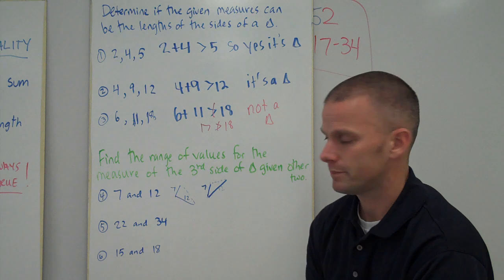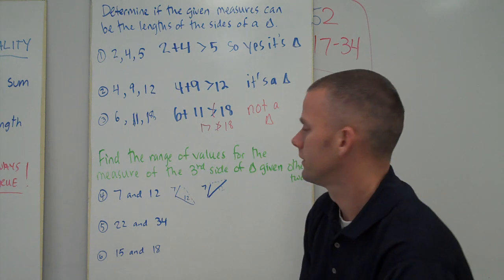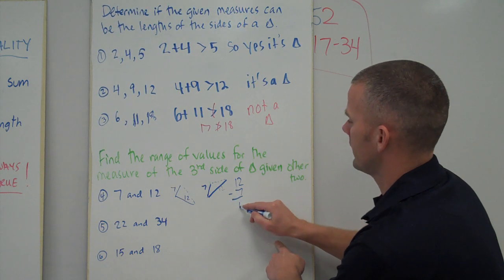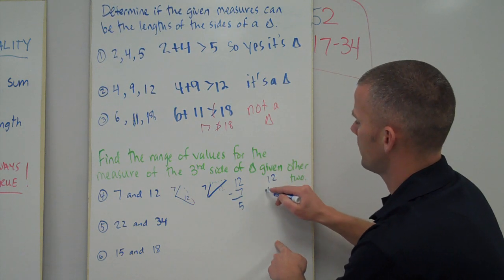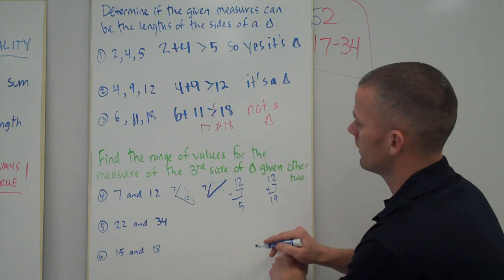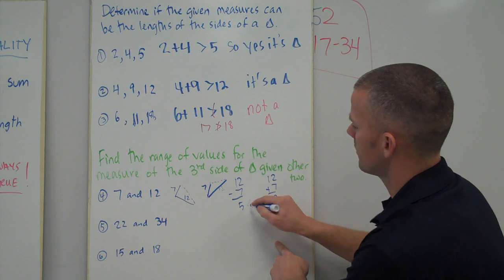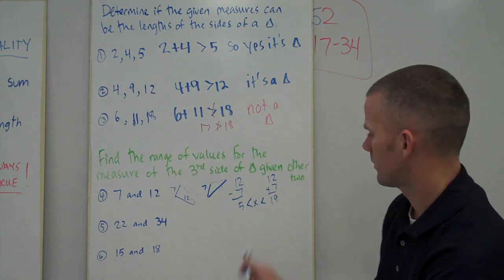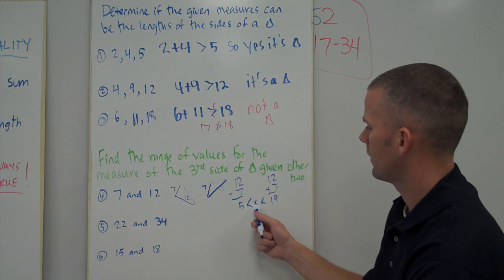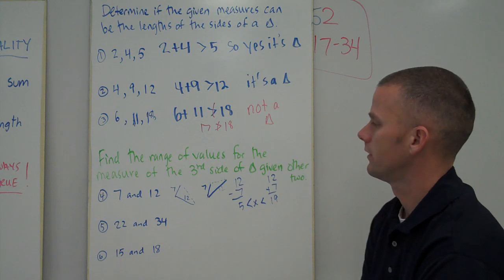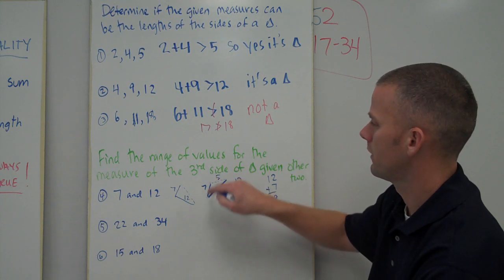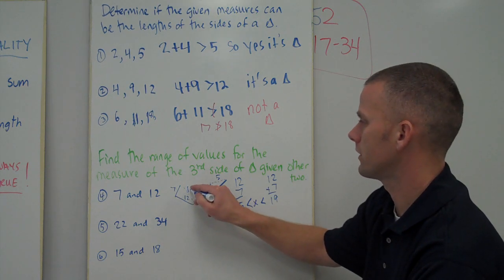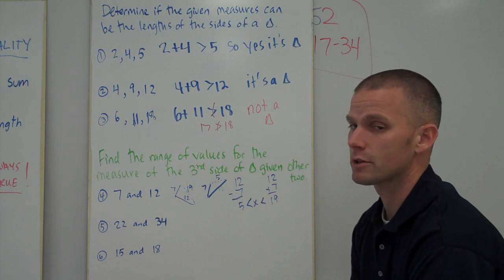Easiest way to go about it, add and subtract. If I take 12 minus 7, I get 5. If I take 12 plus 7, I get 19. My third side has to be between those two values. So x has to be bigger than 5, and x has to be smaller than 19. So if this side length here is 5, it's not going to work. So it's got to be bigger than 5. If this side length here is 19, it's not going to work. It's got to be smaller than 19.